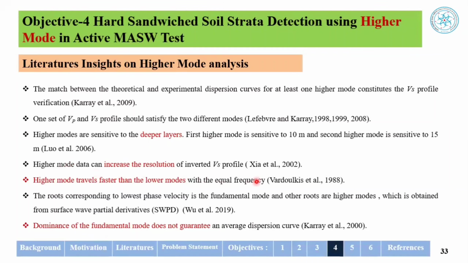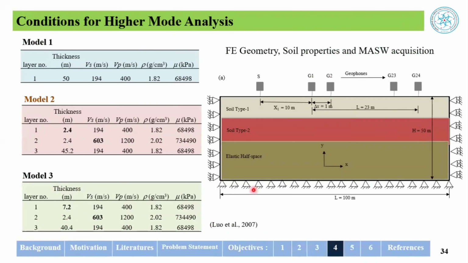Various studies have focused on the detection of the deeper layer. Some studies show that we can use the resolution of the inverted VS profile, and some studies show we need the higher modes to represent the average dispersion curve. So we have used finite element simulation to generate the condition of a high VS layer at intermediate depth, where the top and bottom layers are low VS layers.